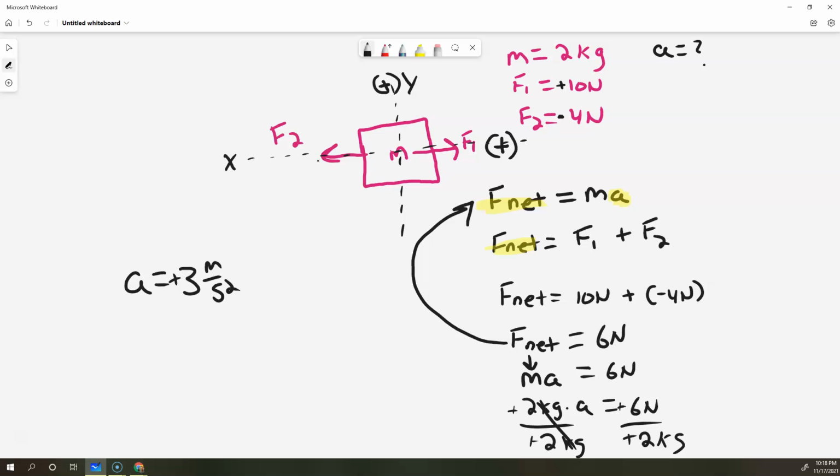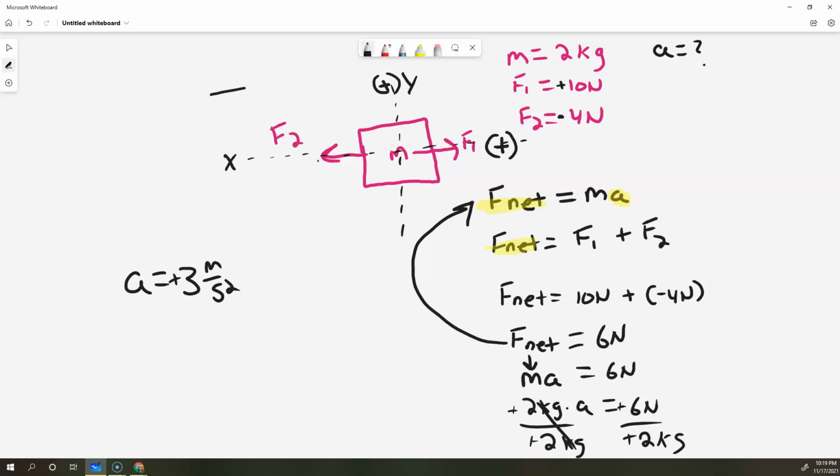My F1, my force to the right, was larger than my force to the left, so my object will accelerate, or change its motion, to the right. Does this mean the object is moving to the right? No, it doesn't. This doesn't tell us anything about which way the object is moving. I don't know how fast it's moving. All I know is that it's accelerating to the right.